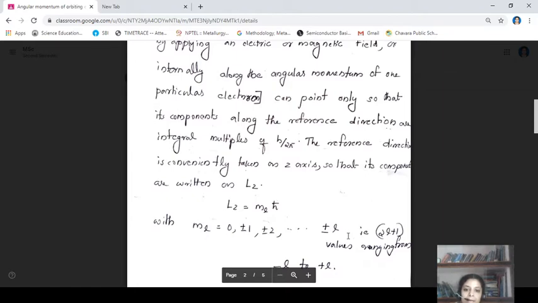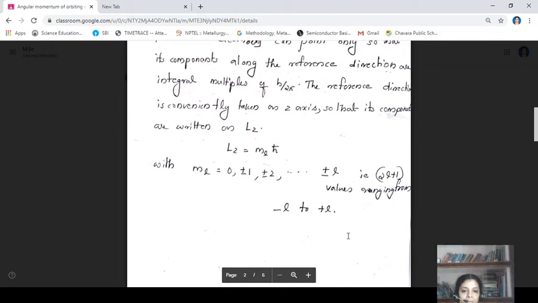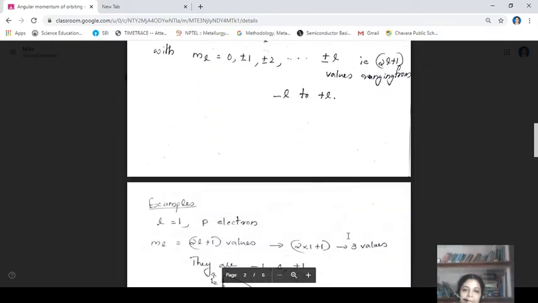Here ml can have values 0, plus or minus 1, plus or minus 2, up to plus or minus l, that is, ml can have 2l+1 values ranging from minus l to plus l. So in order to understand this concept, we will do some examples.